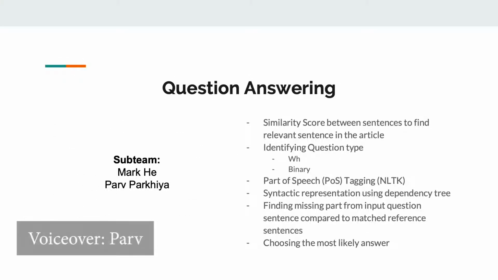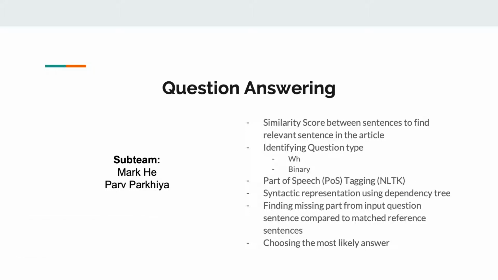For question answering, first we want to get the most relevant sentences in the article for a given question sentence. Then we want to identify what the WH question type is for the sentence. We also want to get a syntactic representation like dependency trees, and get dependencies between subject and object. And finally, we want to get candidates which are most likely to be the answer to the given question.